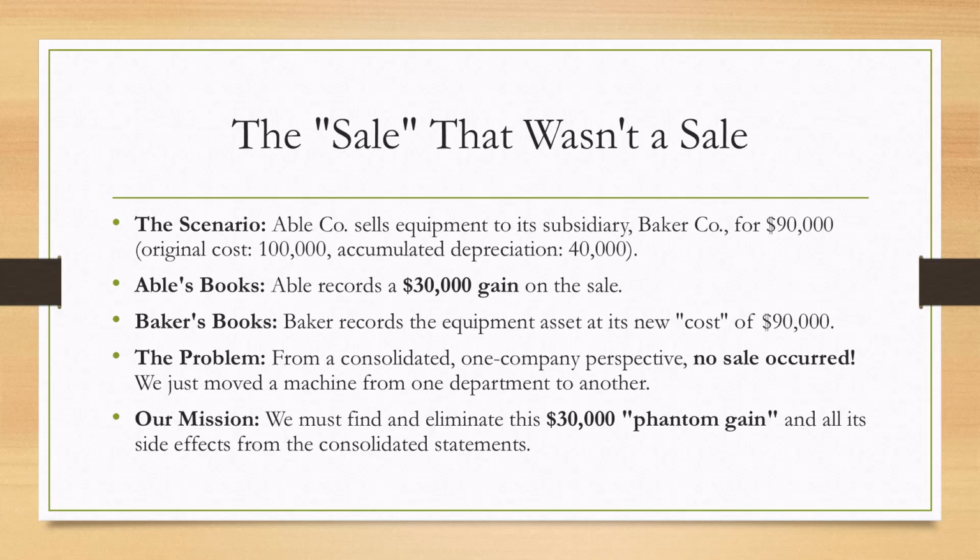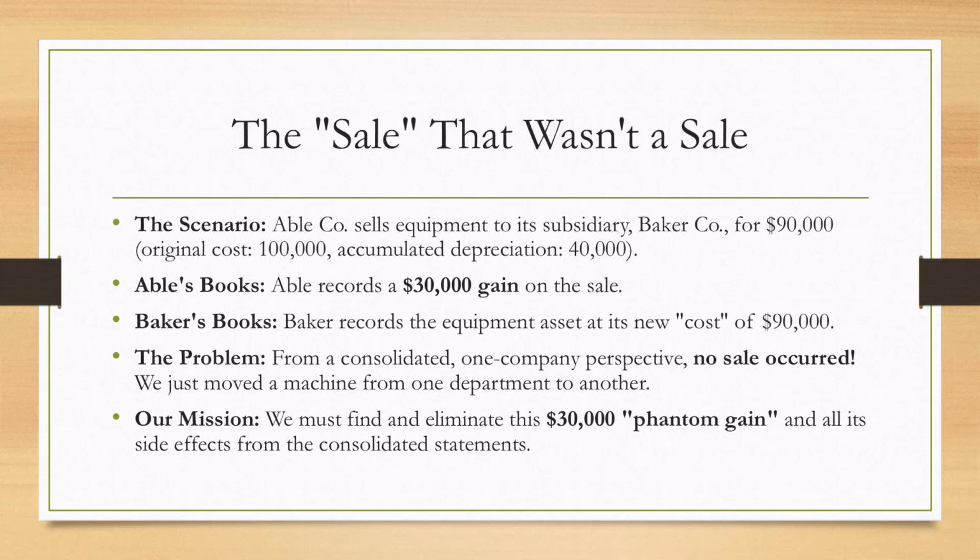Let's set the scene for our investigation. Able Company sells a piece of equipment to its subsidiary, Baker Company, for $90,000 and records a $30,000 gain. On Baker's books, they now have a new asset with a cost of $90,000. But from a consolidated, one company perspective, has a real sale actually occurred? No. All we've done is move a machine from one department to another. That $30,000 gain is a phantom.